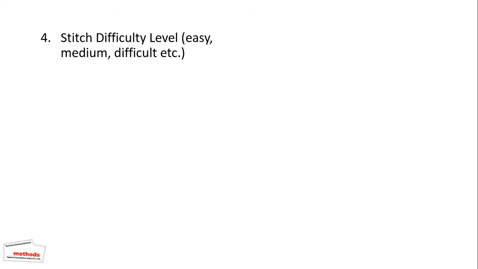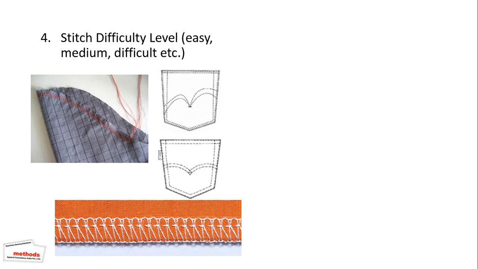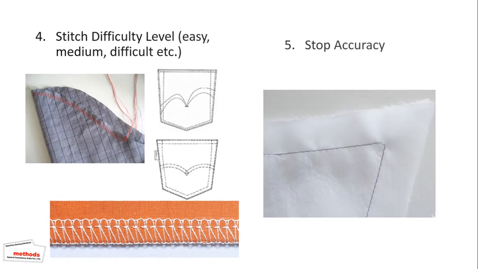The fourth factor is stitch difficulty, that is, if it is a difficult curved top stitch or an easy straight overlock. The last and fifth factor is stop accuracy, which is the precision required by the operator to stop at the end of the stitch, like a difficult stop during pivoting a collar or easy stops like in case of overlocks. Let us have a look at the different levels of stitch difficulty and stop accuracy, starting with stitch difficulty.